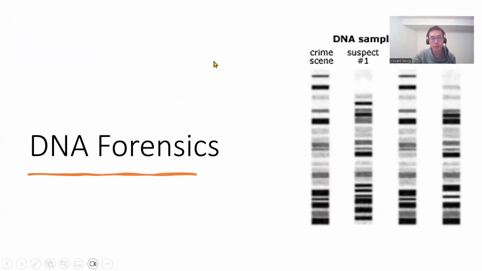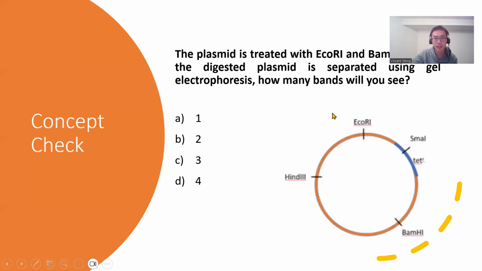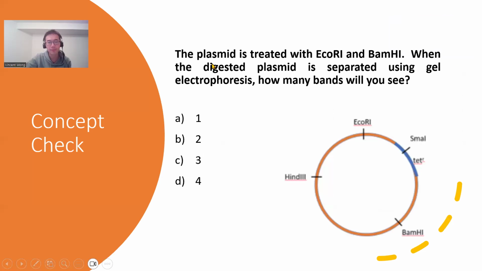All right, so let's go back to the DNA forensics. How do we use this DNA fingerprinting along with the STR to figure out who's the suspect, and who's the actual perpetrator? Okay, first of all, let's take a look at this first.